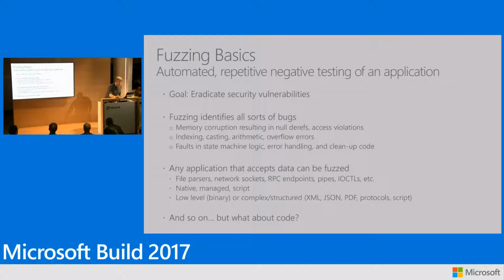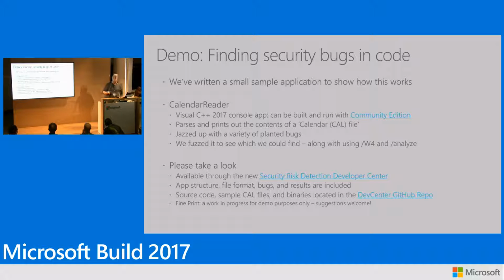We have put together a small application called Calendar Reader. What this thing is we set out to build this, and we wanted to make an application that was plausible. Let's write something that anybody who writes software for a living might write themselves. And so Calendar Reader reads in what we call a cal file that contains either an appointment or a meeting request, like you might see in Outlook, for example.